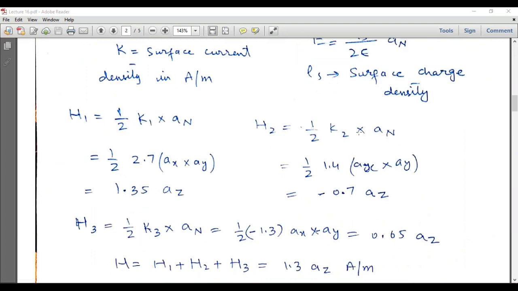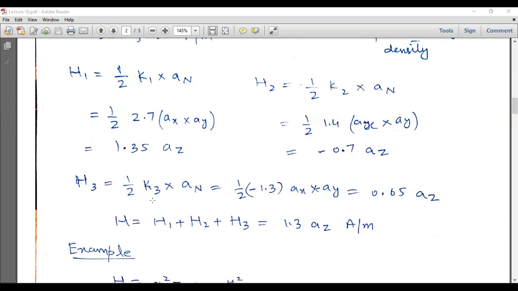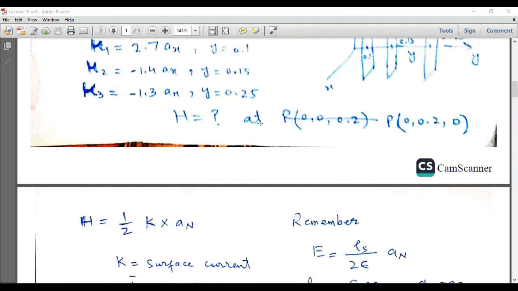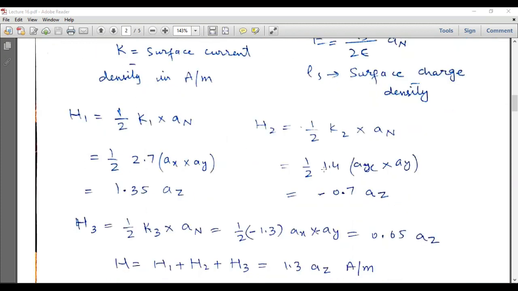Similarly, H2 will be equal to 1 by 2 K2 cross an, and it is equal to ax cross ay, minus 0.7 az. Here K2 is actually minus 1.4 ax, so I missed the minus sign over here. If we put the minus sign, the answer will be minus 0.7 az. So the answer is correct, but I missed the negative sign from this term.